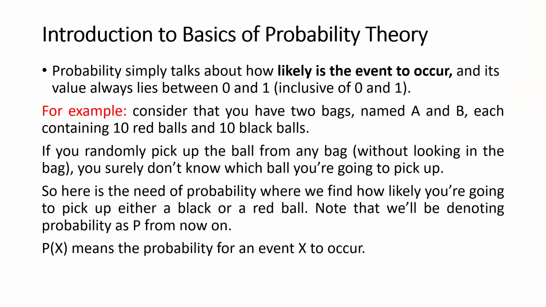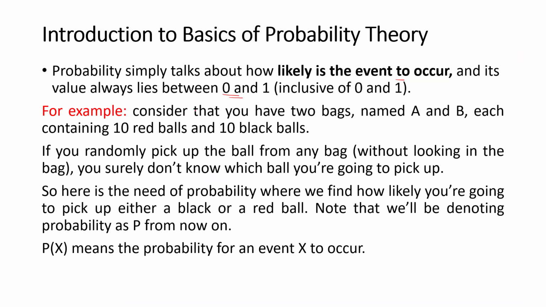Probability simply talks about how likely an event is going to occur. And its value always lies between 0 and 1. Yes or no? Yes. Simply, we can say that probability tells whether a particular event is likely to occur or not, and we know that its value always lies between 0 and 1.